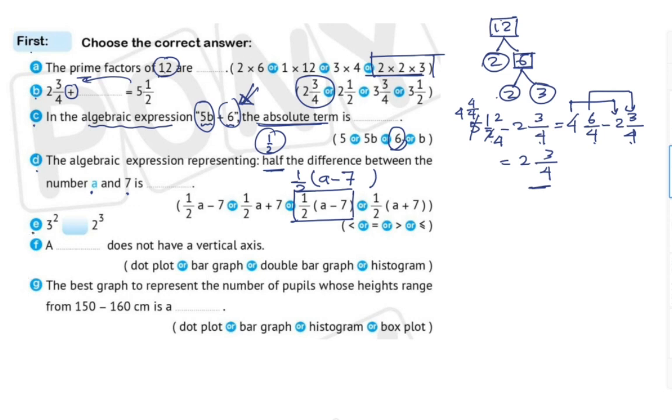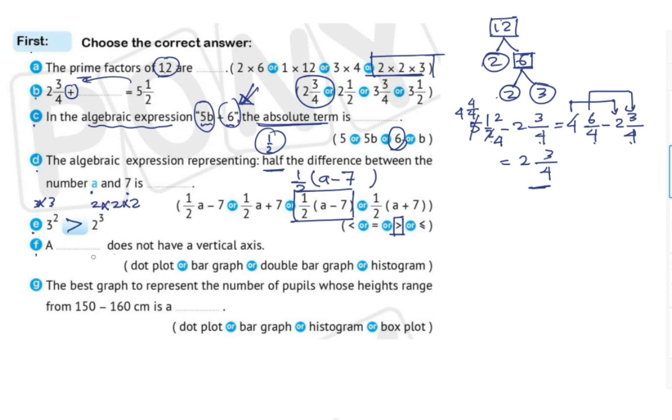Next point, 3 power 2 and 2 power 3. Which one is the greater? Look with me, 3 power 2 means 3 by 3, 2 times, and 2 power 3 means 2 by 2 by 2, 3 times. 3 by 3 equals 9, and 2 by 2 by 2 equals 8. Of course, 9 is greater than 8, so this is the correct choice.